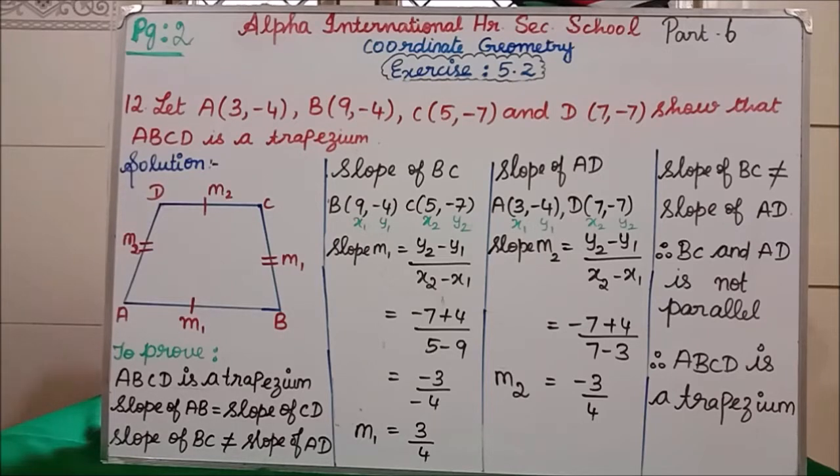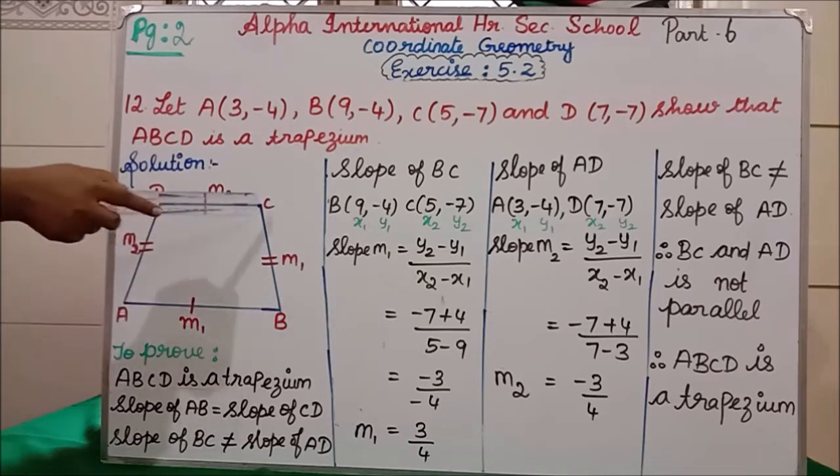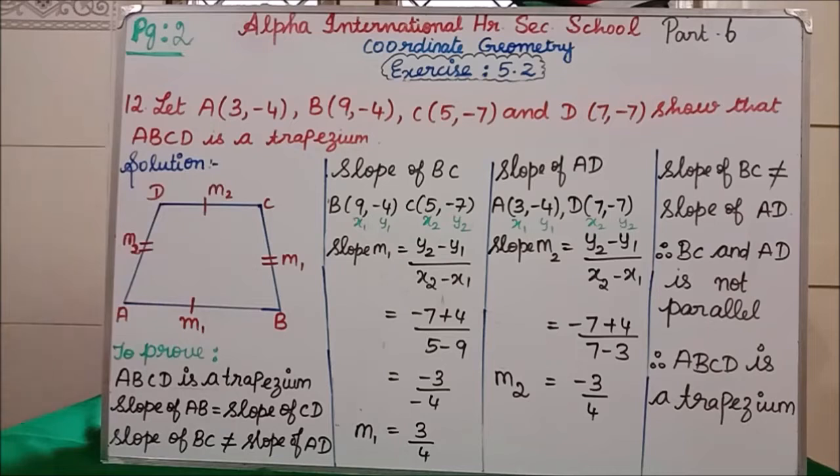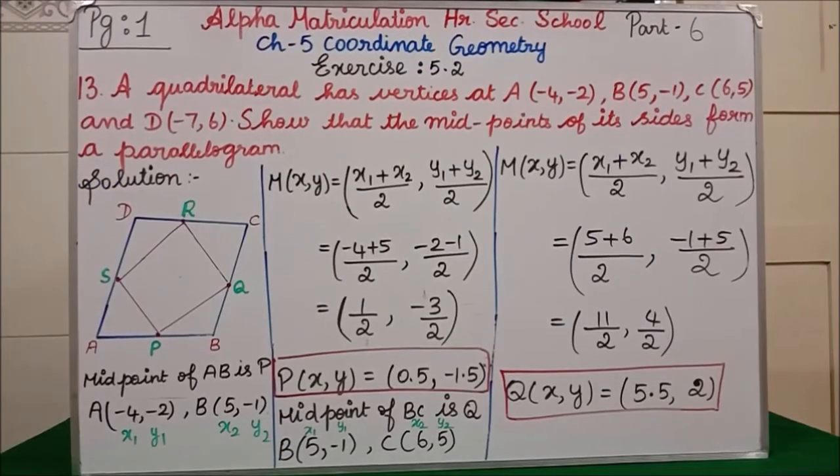In a trapezium, only one pair of sides will be parallel and the remaining two sides are not parallel. That is what we have proved, and in the last line we have written, therefore ABCD is a trapezium. Clear students? Next we will see question number 13, in part 6 video.